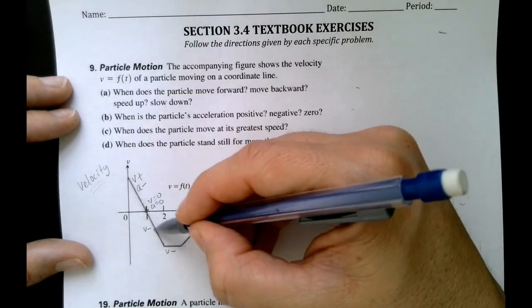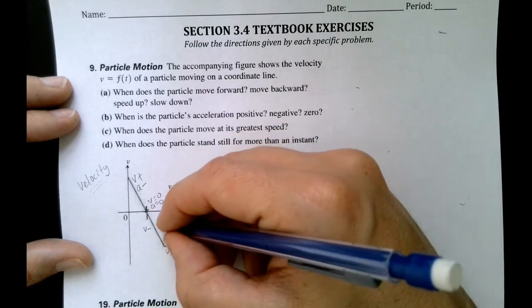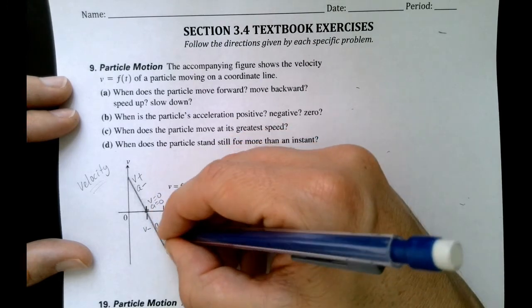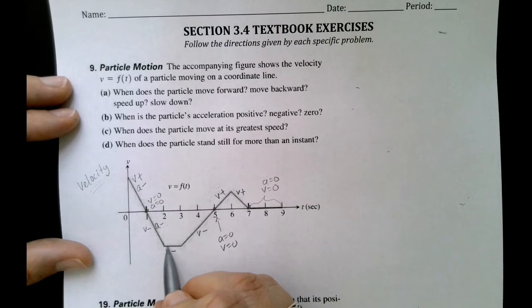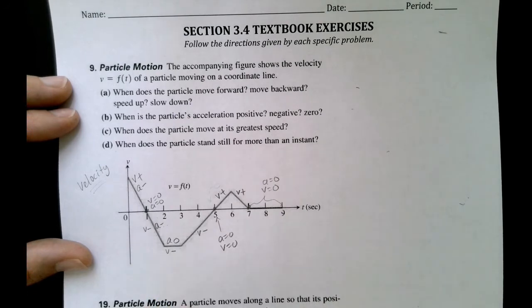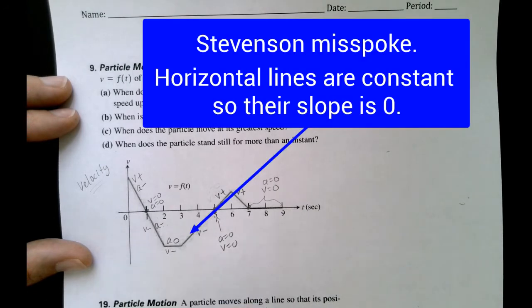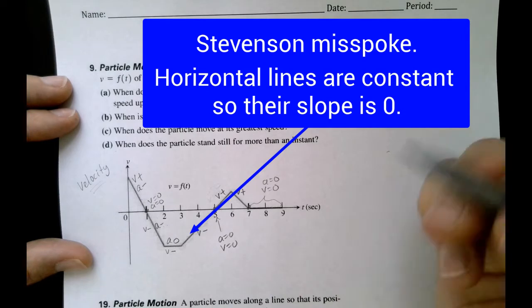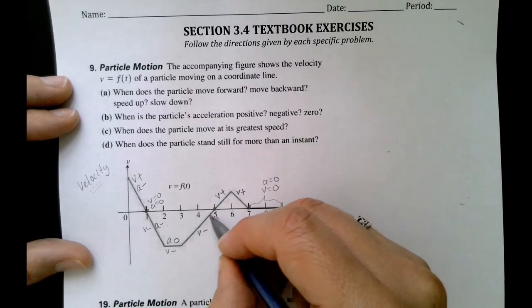Look from here to here. My acceleration is also negative because this is decreasing. Look from here to here. My acceleration is 0 because my slope is constant. See how it's a horizontal line? Slopes are constant, 0.